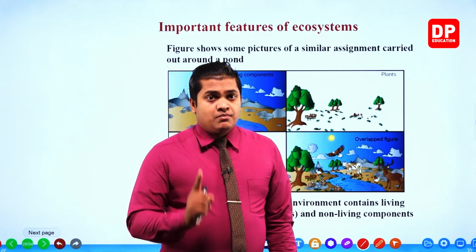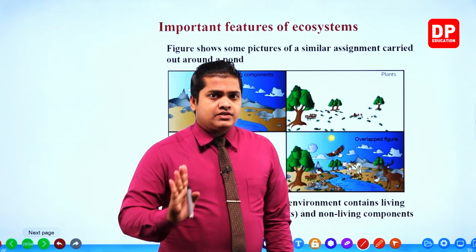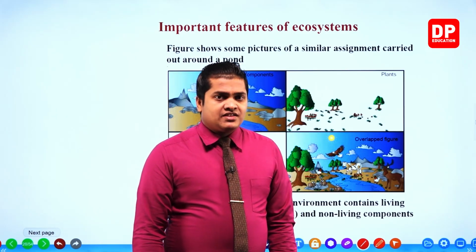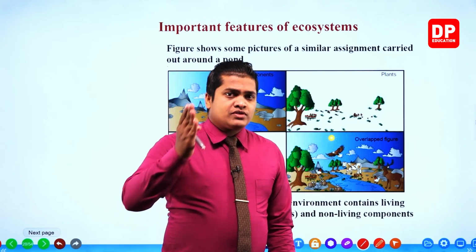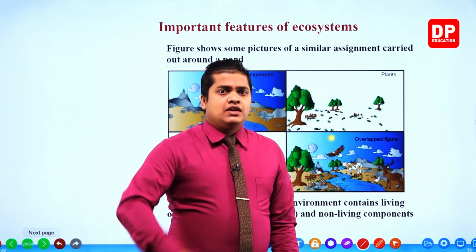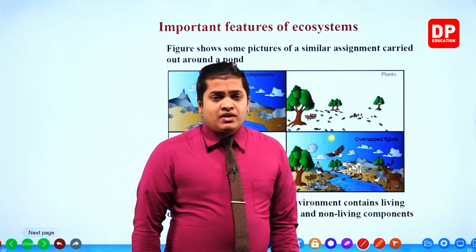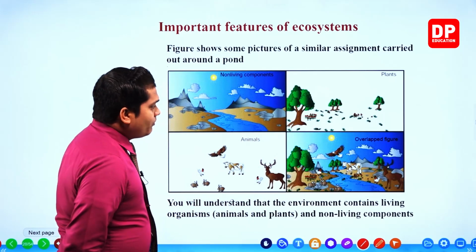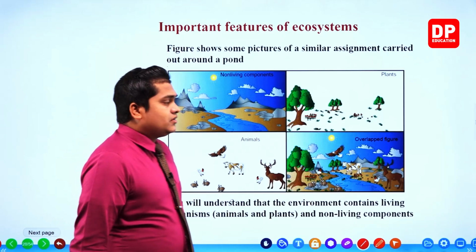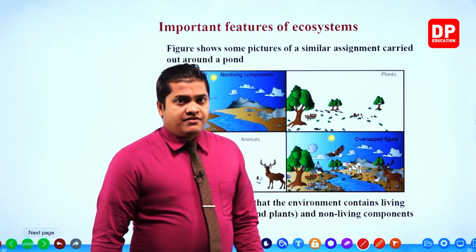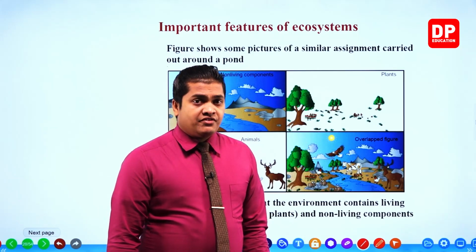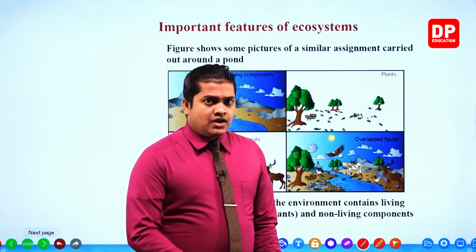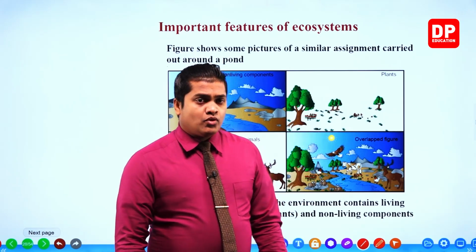So those non-living components are very important to have a certain environment, my dear children, or else an ecosystem. Not only the living things. Living things are going to survive because of those favorable non-living components. Okay, right. So by doing this activity assignment, we can say that in each and every environment, in every ecosystem, there are living components, animals and plants, as well as non-living components.